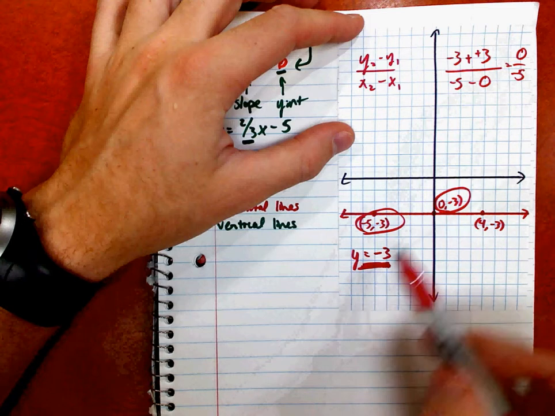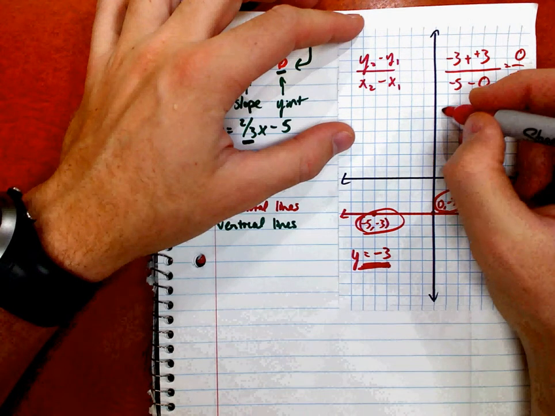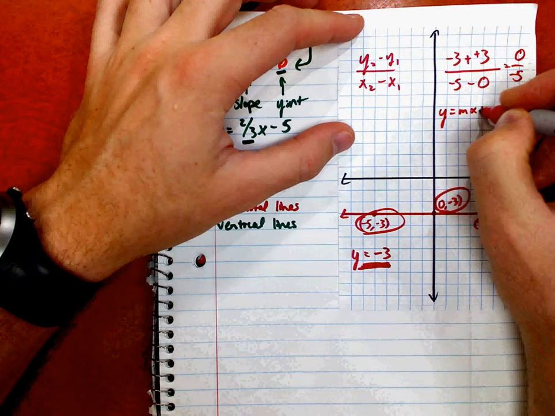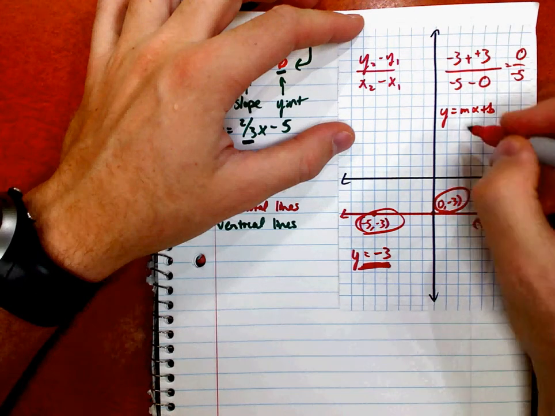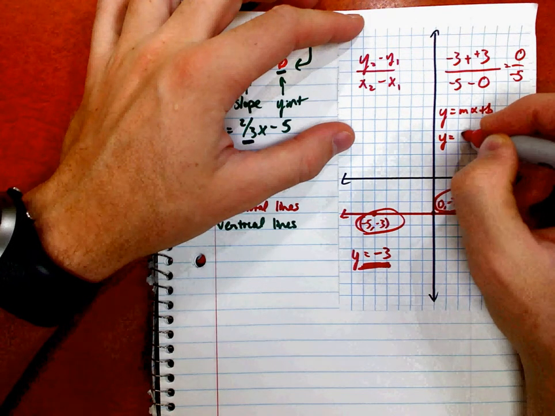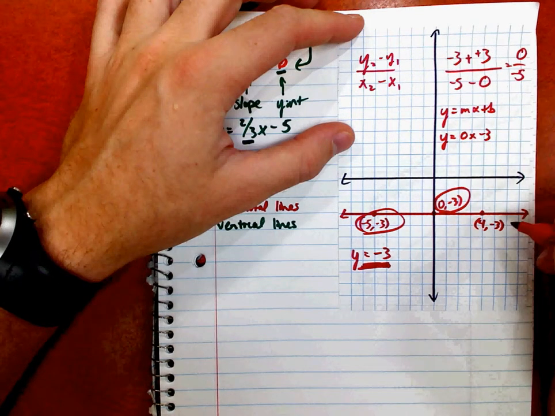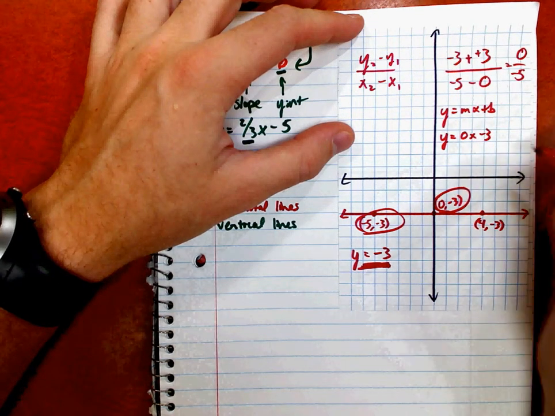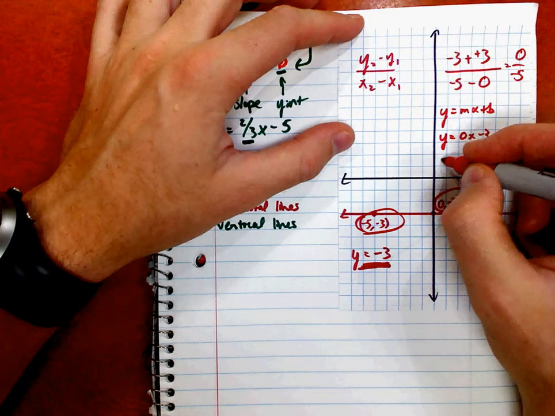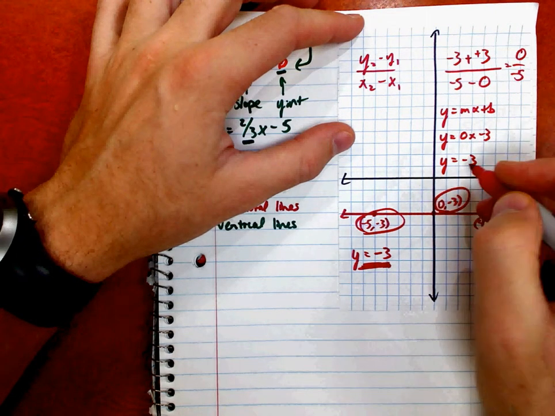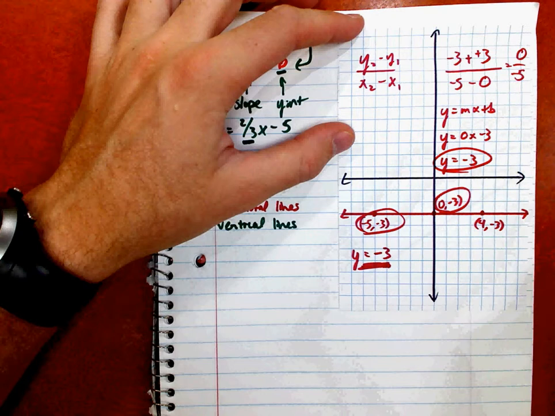So when I go to write this linear equation in y equals mx plus b form, I know that my slope is 0 and my y-intercept is -3. Well, since 0 times anything is 0, then I can just simplify this equation to read y equals -3.